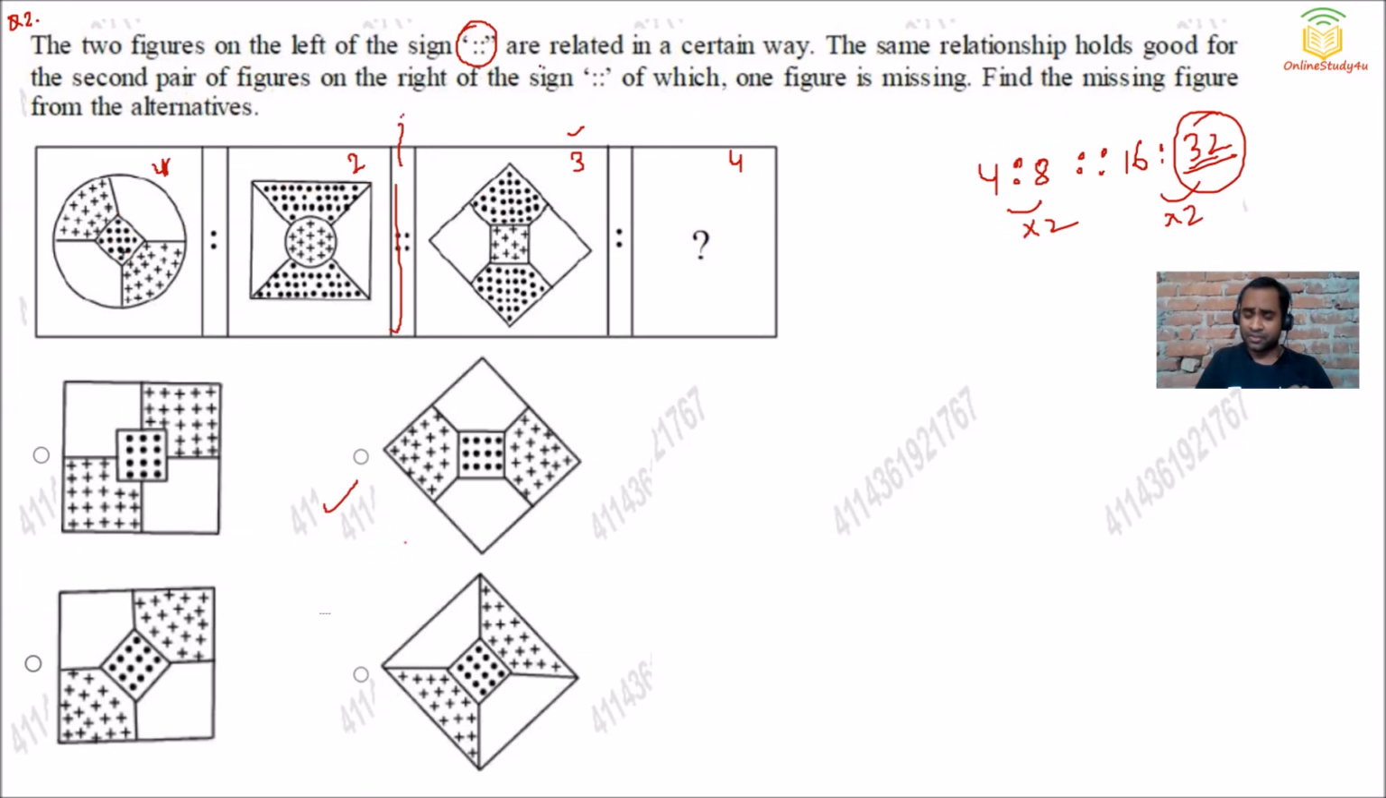So the two figures on the left of the signs are related in a certain way. The same relation holds good for the second pair of figures on the right of the sign, of which one figure is missing. Find the missing figure from the alternatives. So friends, the first thing we are seeing in 1 and 2 is a 45-degree turn, right? If you take this angle as 0 degree, this is nothing but a 45-degree angle. So we are seeing a turn of 45 degrees, right?